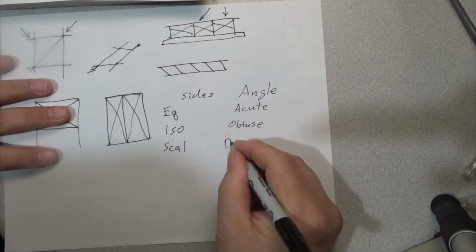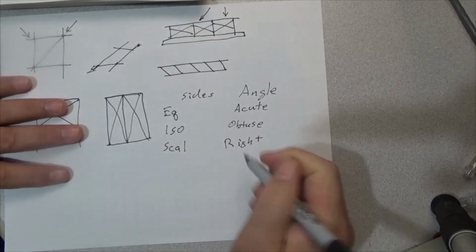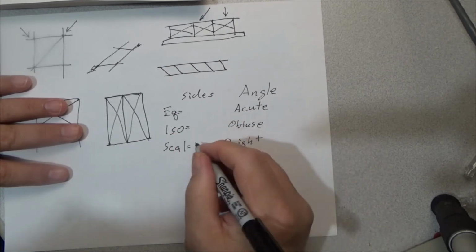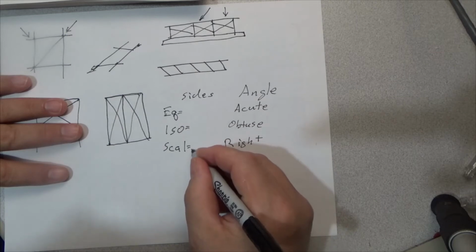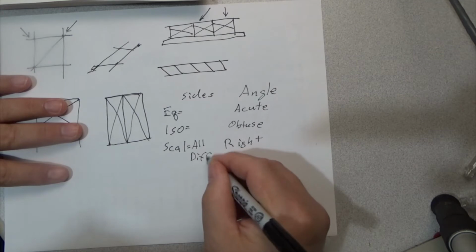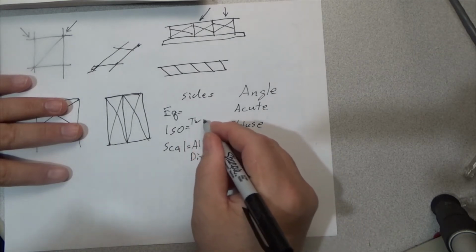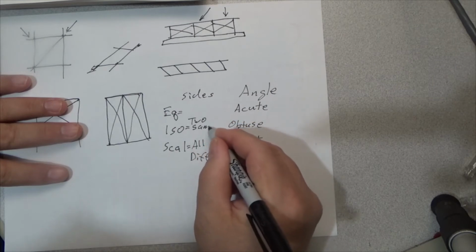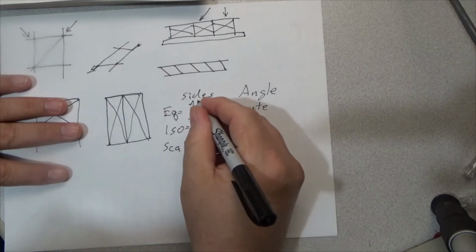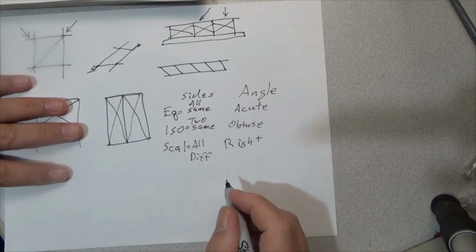Or we could have a right triangle. Okay? Now, a scalene triangle is one where all the sides are different lengths. So all are different. An isosceles triangle is where 2 of them are the same length. An equilateral triangle is where all are the same length. All the sides are the same length.